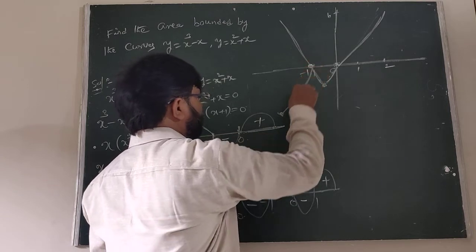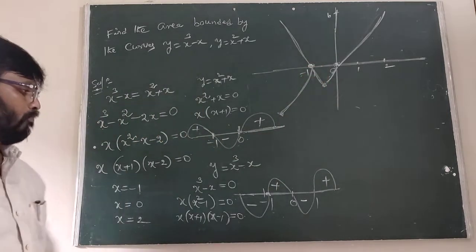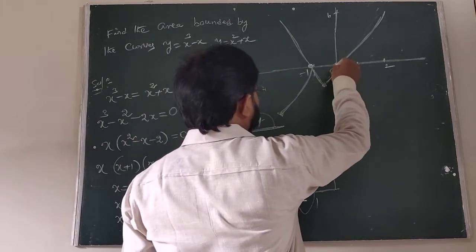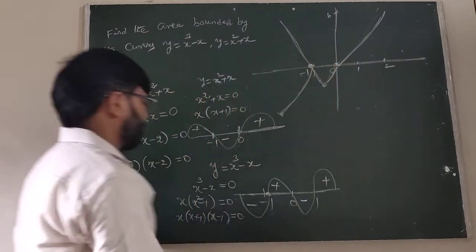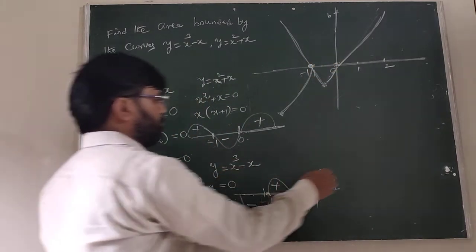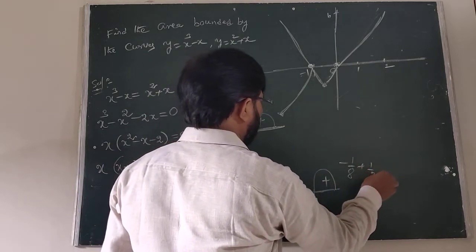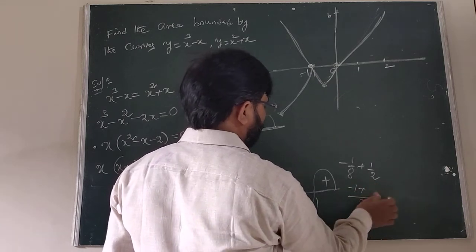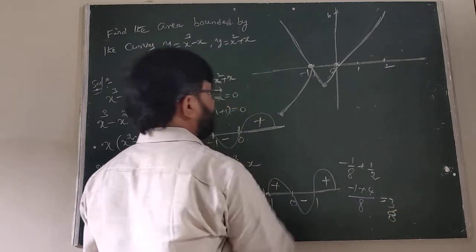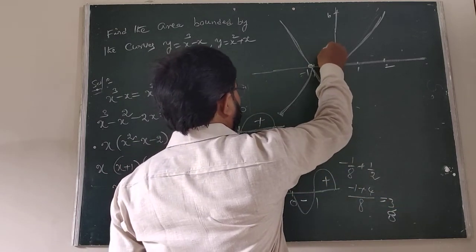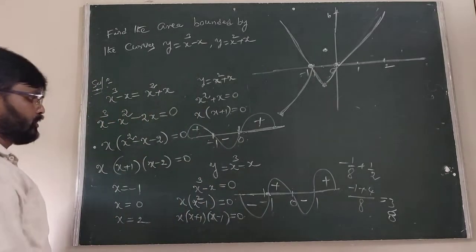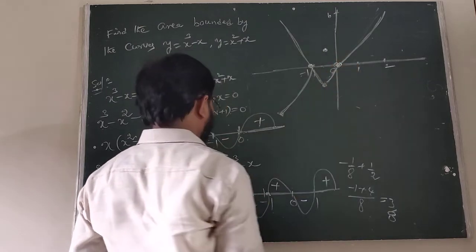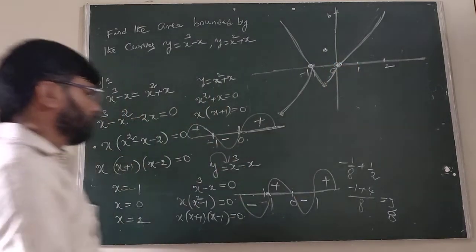First this one. Okay students, so minus 1 to 0 we got positive. That means the graph is, we can take minus 1 by 2, that is minus 1 by 8 plus 2 by 2. When we are taking the LCM 8, minus 1 plus 4, that is 3 by 8. Right now when we are taking 0, 0 minus 0 is 0. Okay students, now we can write the graph y equals x cube minus x.